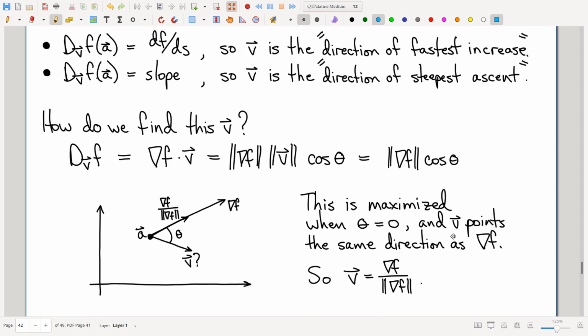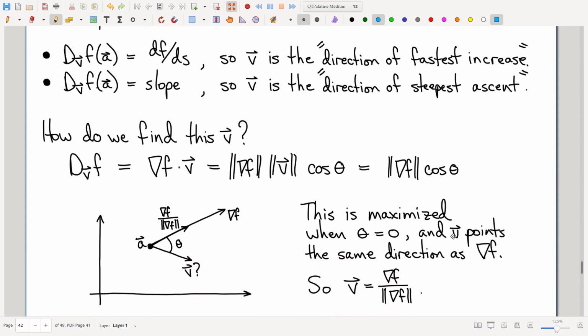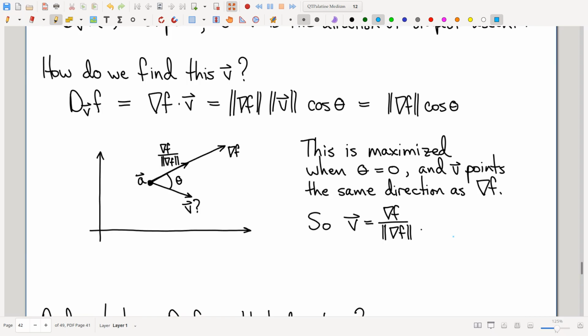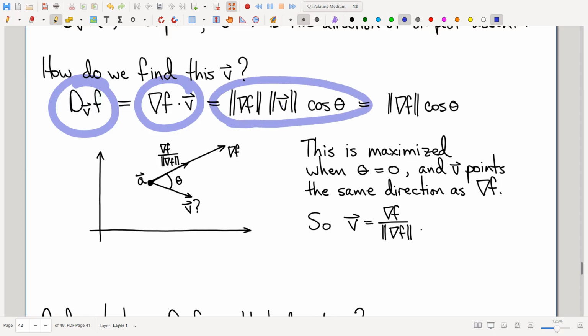Okay, so that's the question. Let's figure out how to answer it. How are we going to find that direction? Well, here's what we're trying to maximize. I want to make that as big as possible. We compute that with a dot product with the gradient. Dot products are computed with this formula. Oh, wait a minute. Our vectors v are all unit vectors, so this factor right here is 1, so let's get rid of that. So this is what we want to make as big as possible.